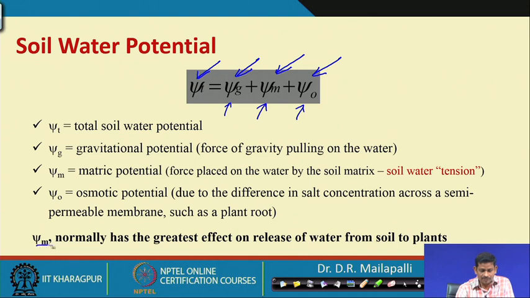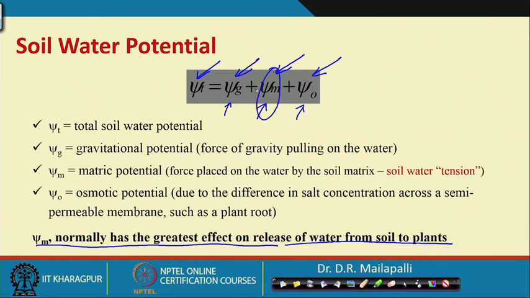Normally, the matric potential has the greatest effect on release of water from the soil to the plant, and our main concern is the matric potential here.